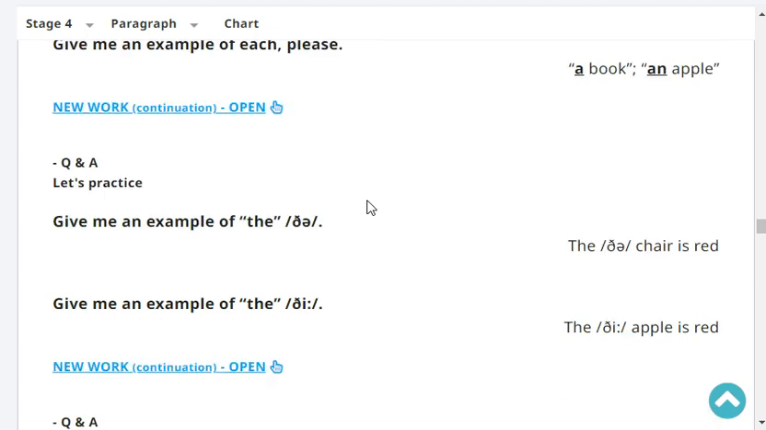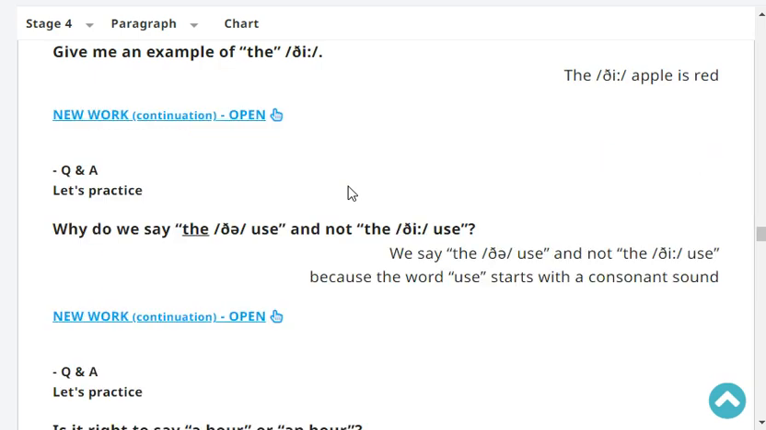Give me an example of the. The chair is red. Give me an example of the, please. The apple is red. Very good.